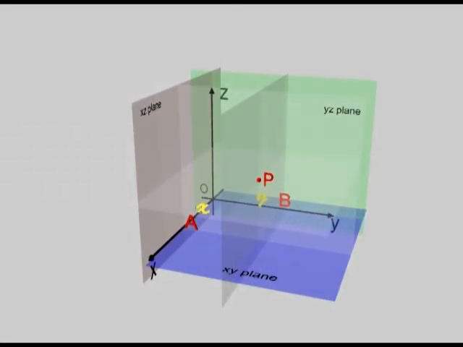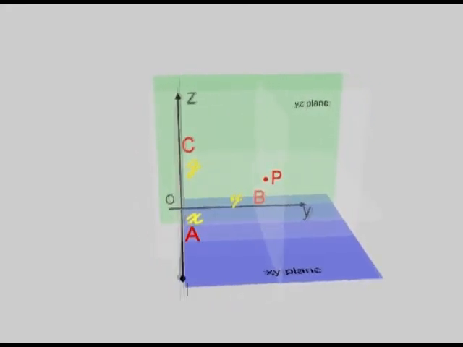plane through point P perpendicular to the z-axis. The plane intersects the z-axis at point C. The line segment OC is equal to the z-coordinate of point P.